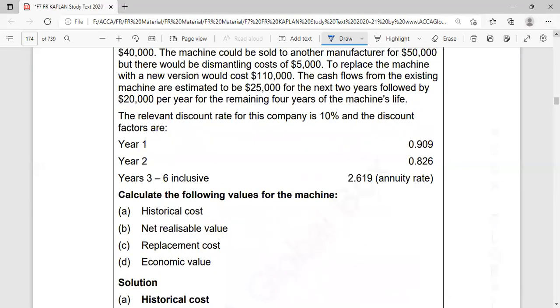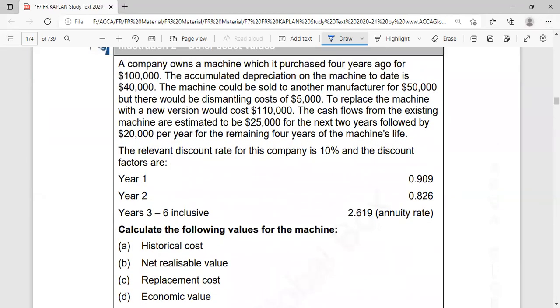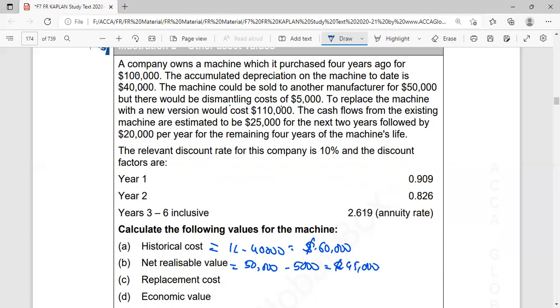So here, just see this example. Say a company has a machine which it purchased 4 years ago for 1 lakh, and accumulated depreciation on the machine till date is 40,000. So here historical cost is 1 lakh minus 40,000, that is 60,000. Next, the machine could be sold to another manufacturer for 50,000, but there would be a dismantling cost of 5,000. So 50,000 minus 5,000 equals 45,000, which is said to be NRV.